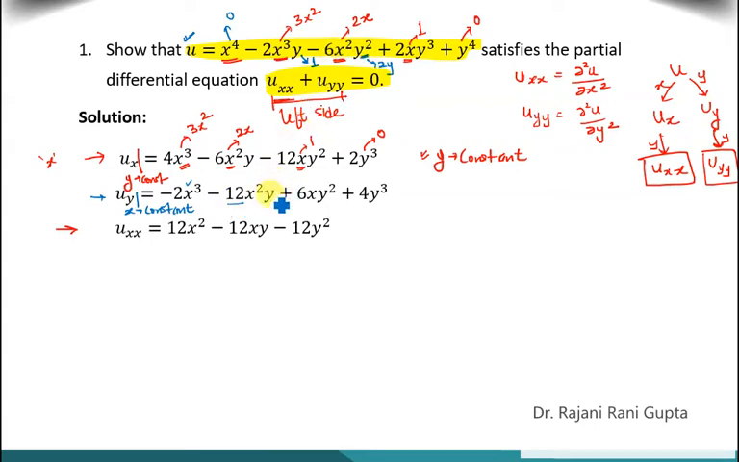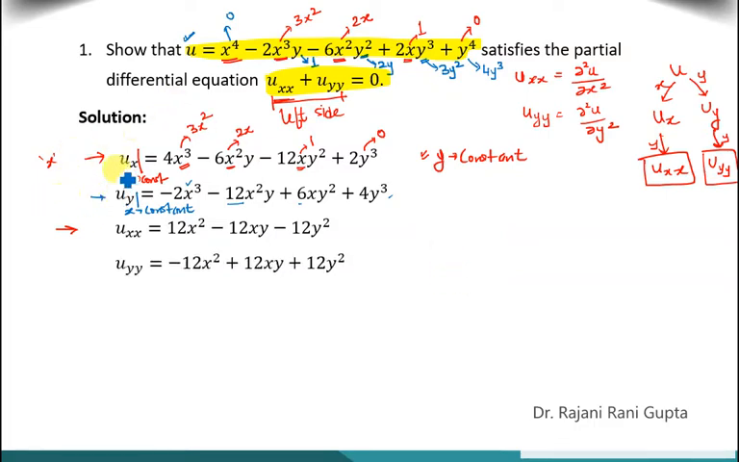x square is the same, times y. Here we have y power 3, so it gives you 3y square. Okay, so 3 times 2, 6xy square. And this y power 4 gives you 4y power 3. So we get this term. Okay, this is the derivative with respect to y, the first derivative.